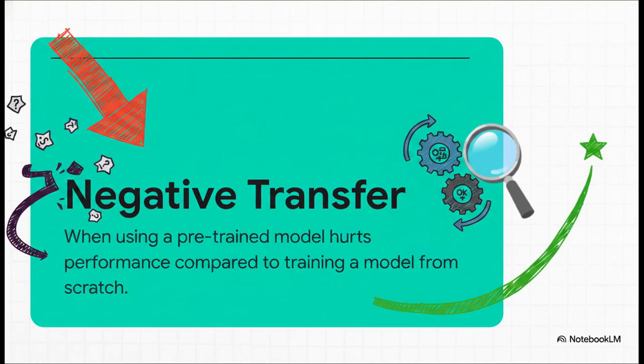This is pretty much the ultimate failure mode. It's where you take the shortcut of using a pre-trained model, and you end up with worse results than if you had just trained a small model from scratch on your own data. This usually happens when the original world the model learned from and your new world are just too different. The old knowledge isn't just unhelpful, it's actively harmful.